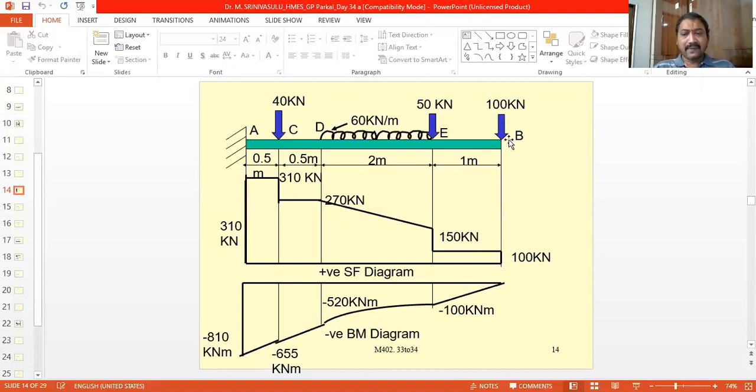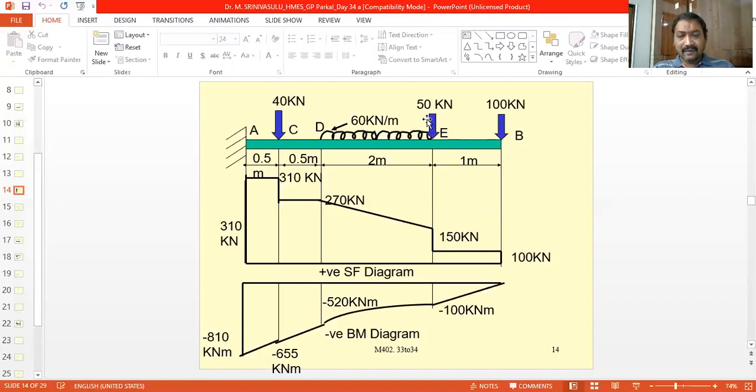If we take the point B, the shear force acting at point B is equal to, so if we take the right of the section, just here, 100 kN is acting. The shear force at point B is equal to 100 kilonewtons. Now, between B and E, there is no other shear point load, only this is there. But at point E, there is another.